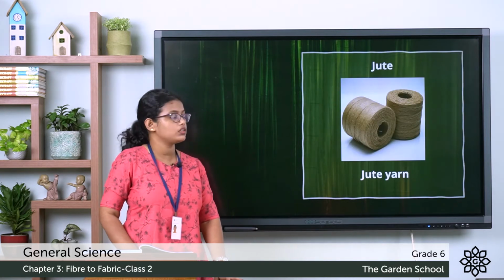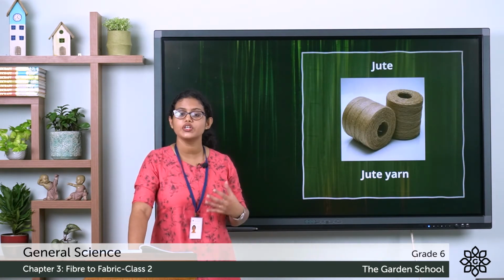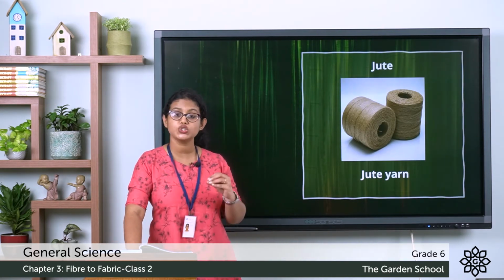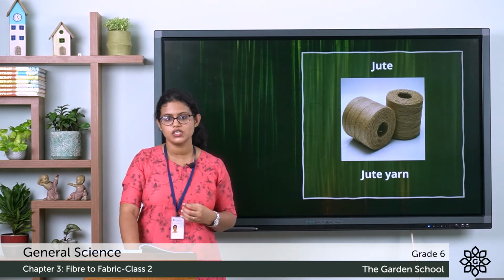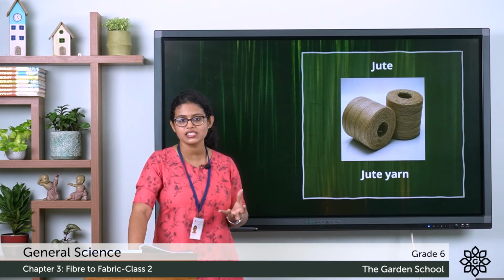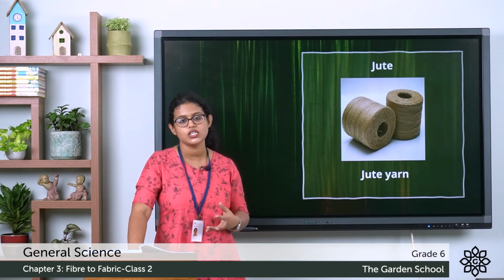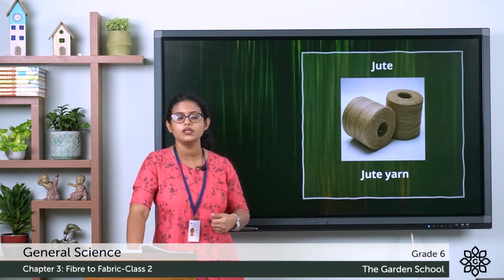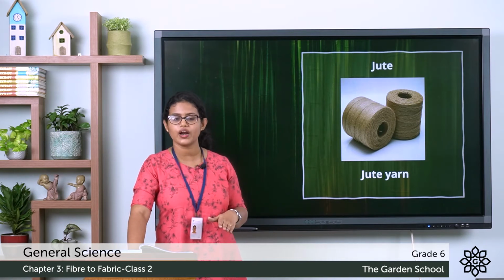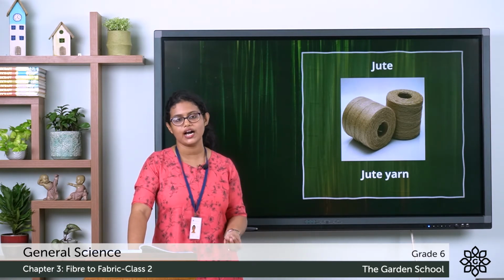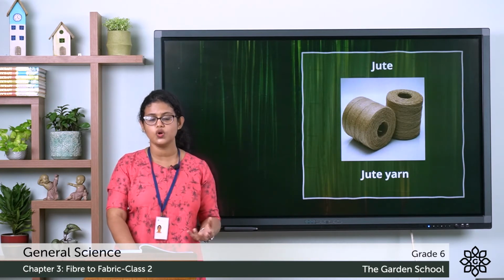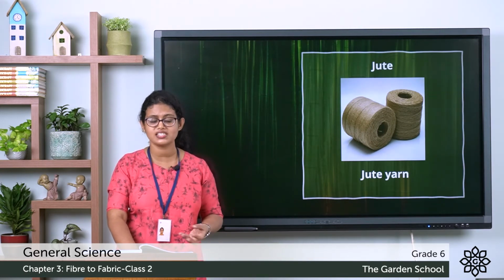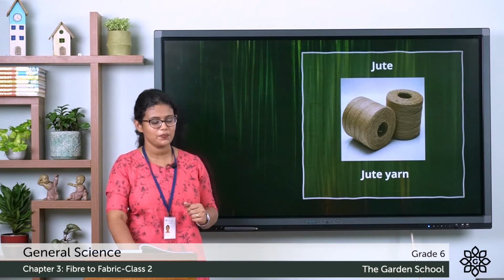So now here you can see the picture of jute yarn. So the jute yarn is woven into cloth to make sacks. So have you all seen the jute sacks where we store food grains? So that is made from the cloth that is woven from the jute yarn. Then this jute yarn is also turned into cloth, carpets, bags, etc.